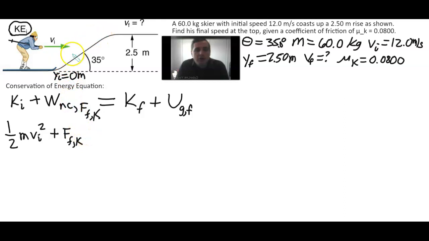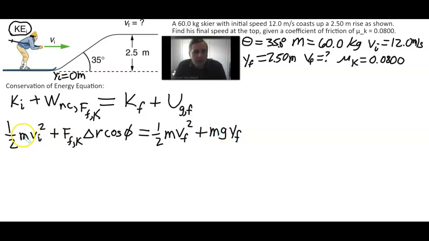Now the displacement, let's go ahead and call that delta r, because delta r is the traditional sort of displacement variable that we use in this class when it pertains to work, times the cosine of the angle between those two vectors. Now the angle between those two vectors is not going to be theta, it's going to be phi, and phi is going to be the angle between those two vectors. We'll come back to that. This should equal 1/2 m v final squared, that's the final kinetic energy of the skier, plus m g y final.